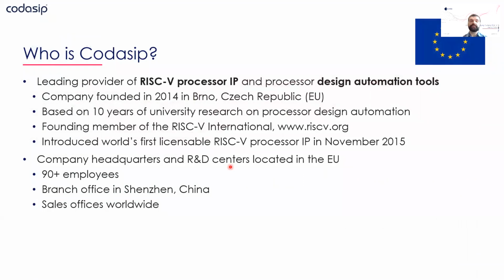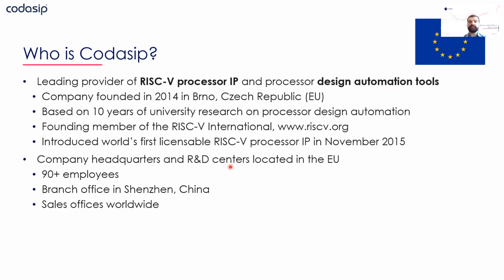what we do. Codasip is a leading provider of RISC-V processor IPs and the tools by which you can customize these IPs. What it means is that you can take the RISC-V IP as it is and use it as it is, or you can take the IP and modify it using our tools. Then you can have some unique selling point in your product. And I have a couple of slides on this later on.